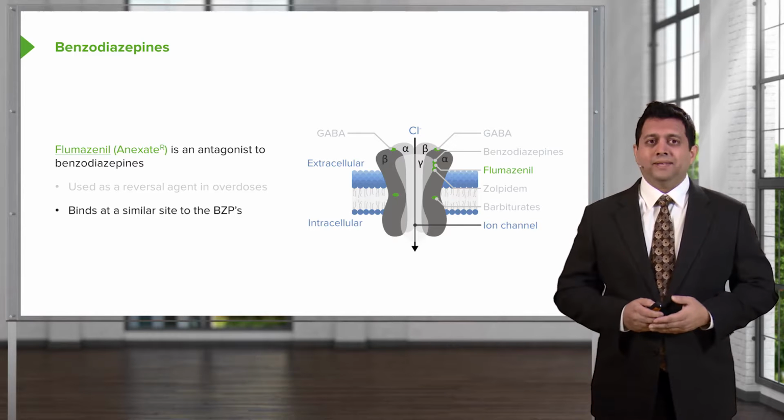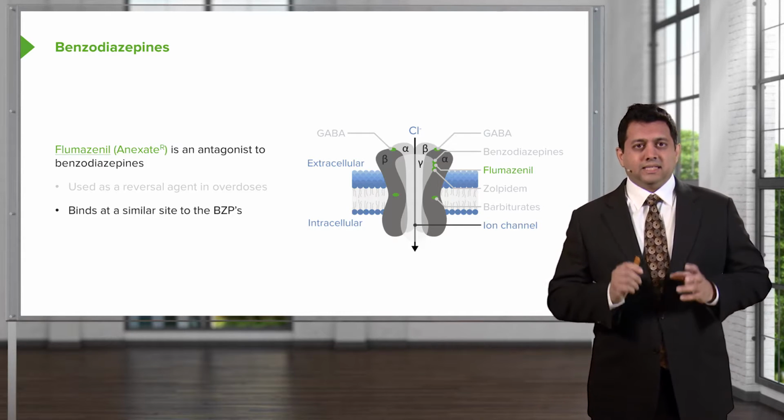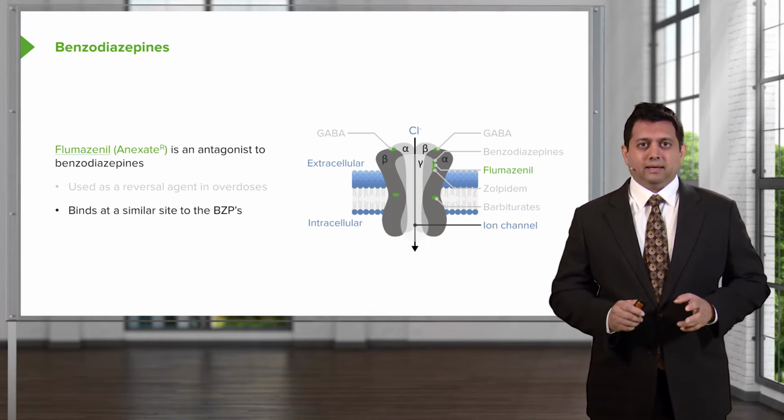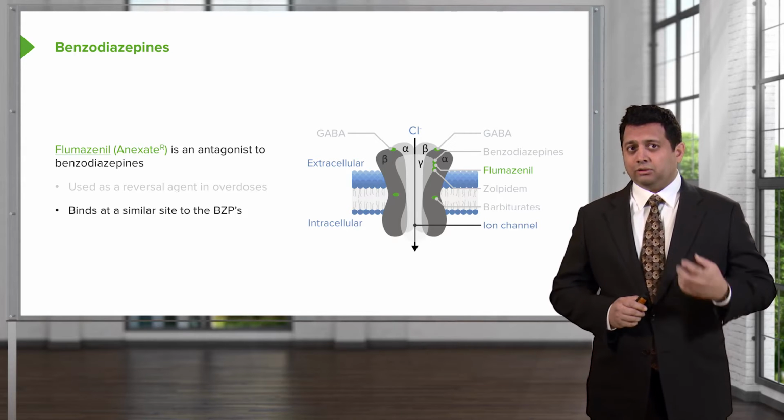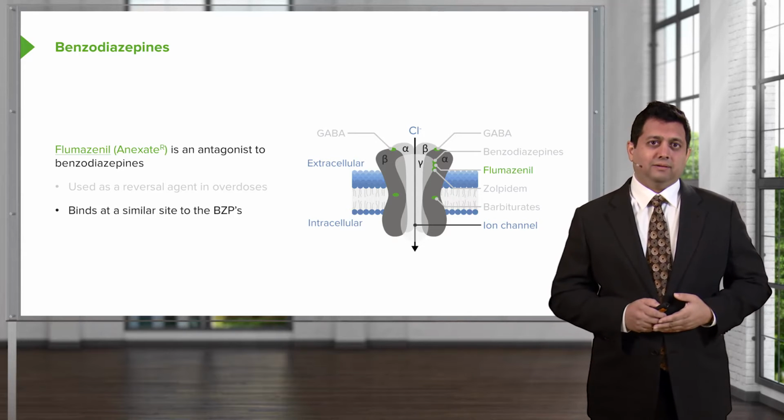So just remember that. The trade name is Anexate. I think it's safe for you to remember the trade name. And the reason why is because when you look in crash kits, it's going to be labeled Anexate and not necessarily Flumazenil.